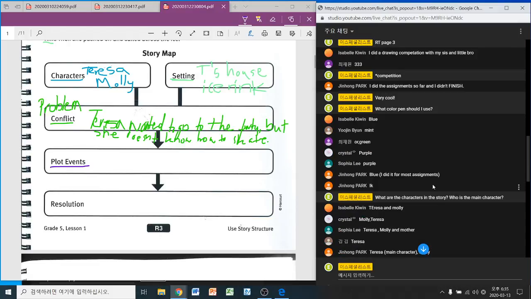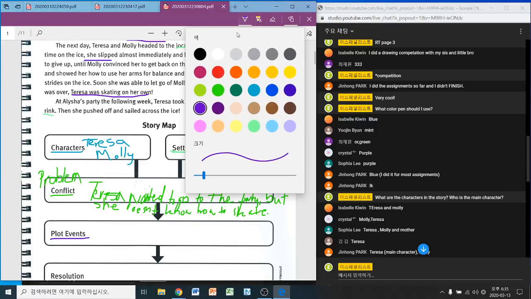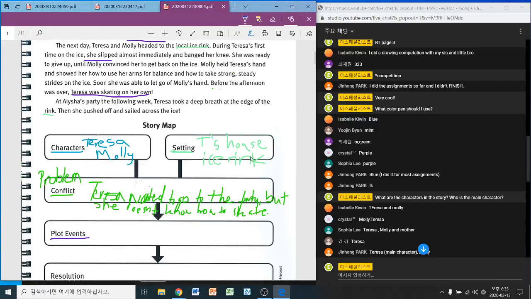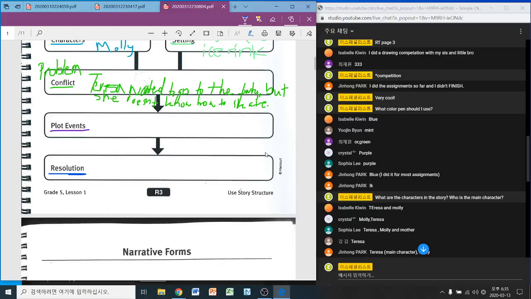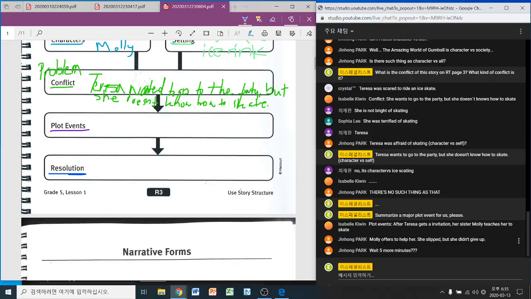We'll move on. What color's next? Purple. Another blue. Another blue. Alright, I'm going to use another blue then. I'll use this blue this time. Okay. Resolution in blue. So, resolution. Now. Not Isabel, not Jinhong. I want other people to answer this. Oh, 5 more minutes until break time. I wanted to finish this before break time. That's what I mean, Jinhong.